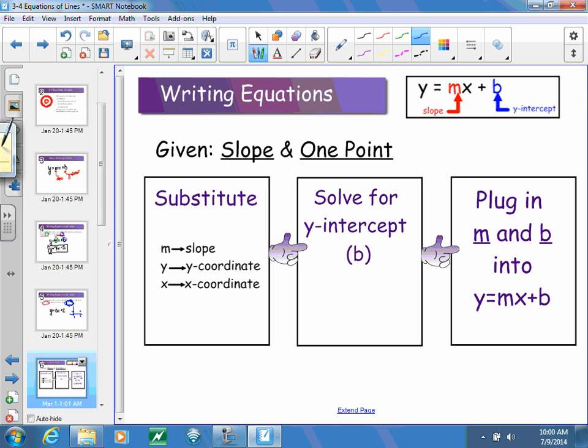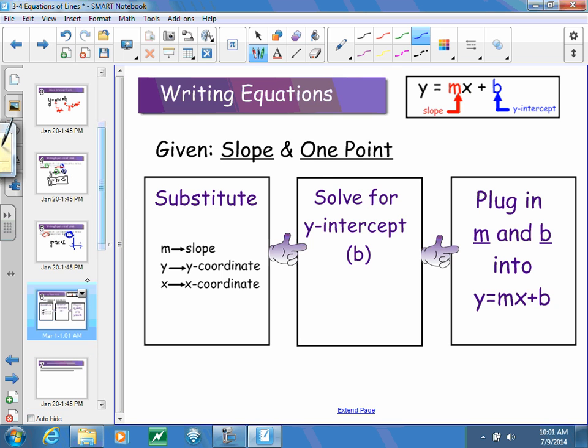So I like to think of it as these 3 steps. First of all, you are going to substitute your slope in for m. And then you're going to take the point that they give you, and you're going to take the y-coordinate, plug that in for y. You're going to put the x-coordinate in for x. And what that does is it leaves you with one variable remaining, and that's your value of b. So you can then solve the equation for b, and you'll find out what your y-intercept is. Plug in the slope, plug in your y-intercept, and now you have your equation of y equals mx plus b.